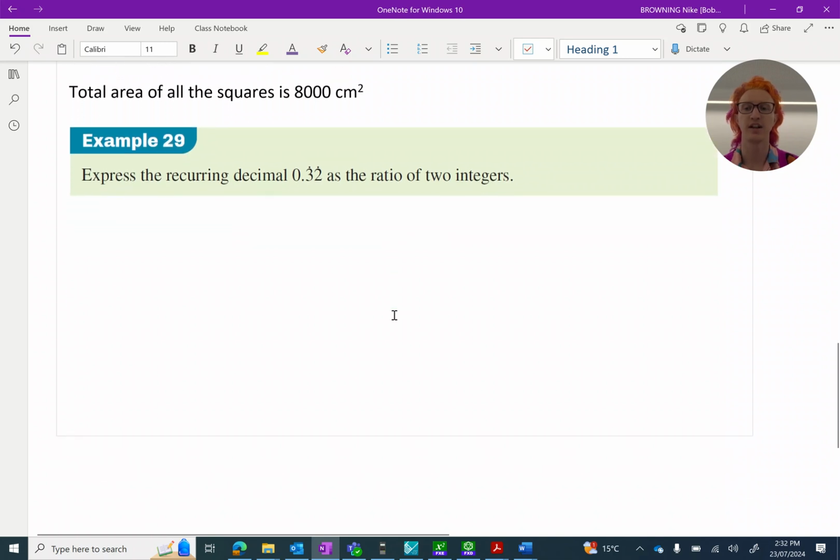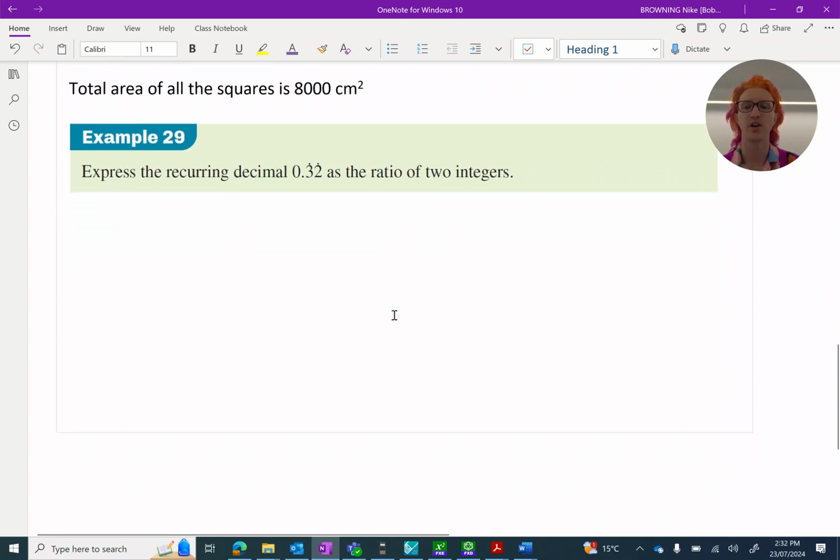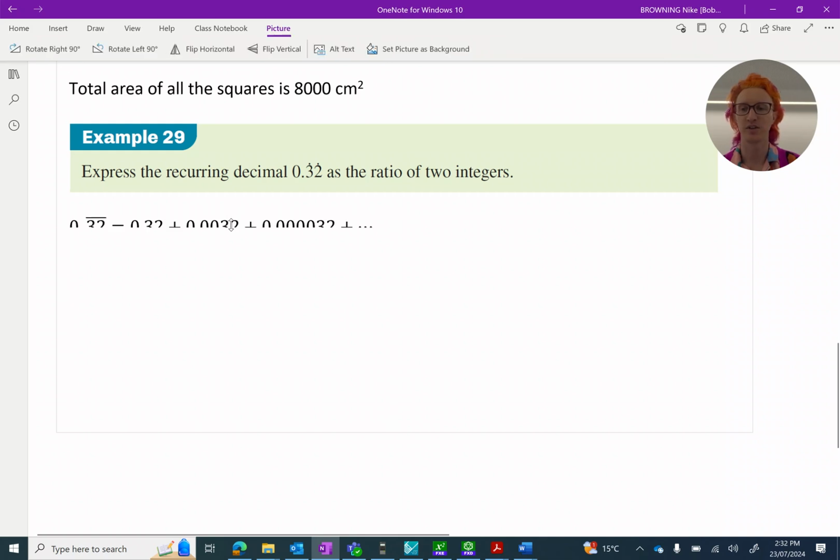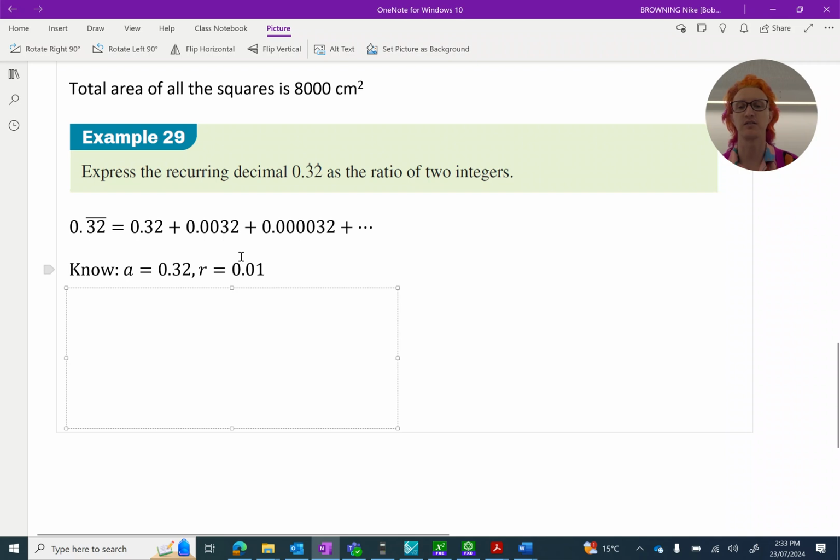Our last example today, example 29: express the recurring decimal 0.32 recurring as the ratio of two integers. I don't really like the fact they use the dots above them. I prefer the line. So just to show you what 0.32 recurring looks like, it looks like 0.32 plus 0.0032 plus 0.000032, or 0.3232323232. As a result of that, we know that our first term is 0.32 and the ratio is 0.01 or 1/100th, to get the extra 2 zeros there every time.